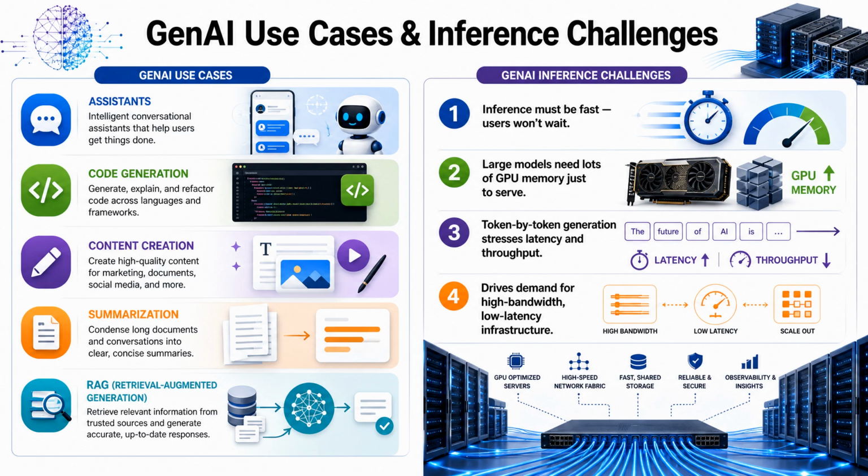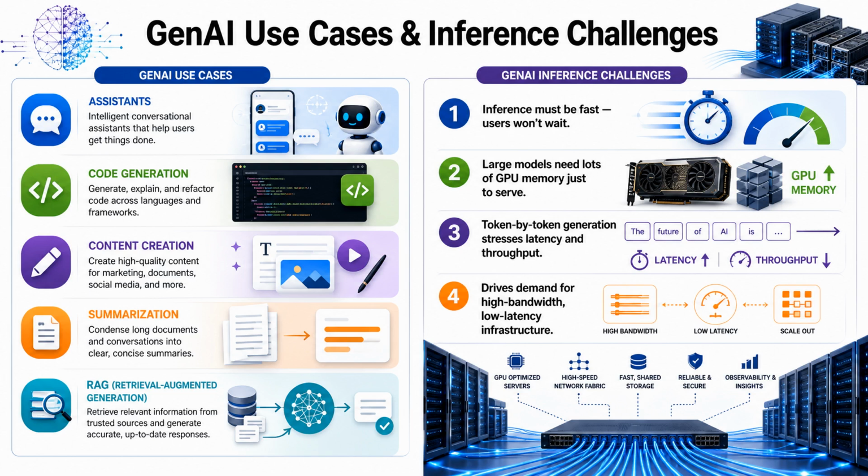Now look at the center, that brain on the pedestal. That's the model itself, and here's what people forget. Training it is hard, but serving it every single time a user hits enter is its own beast. That's inference, and it's what the right side of the slide is warning you about. Swing over to those inference challenges. Number 1, see the speedometer? Inference has to be fast. Your users won't wait. A slow assistant is a dead assistant.